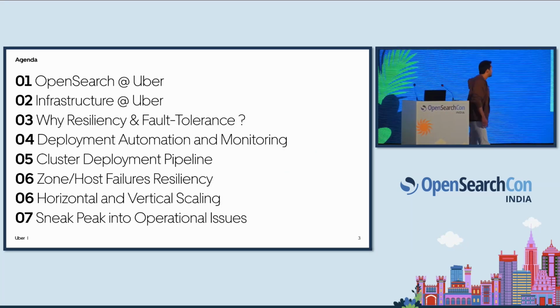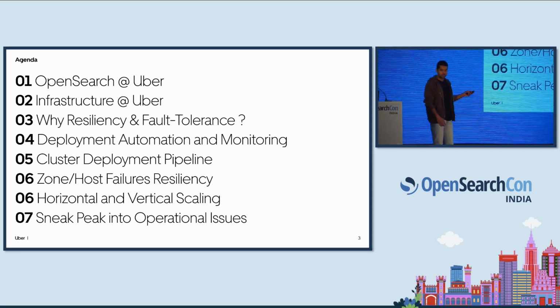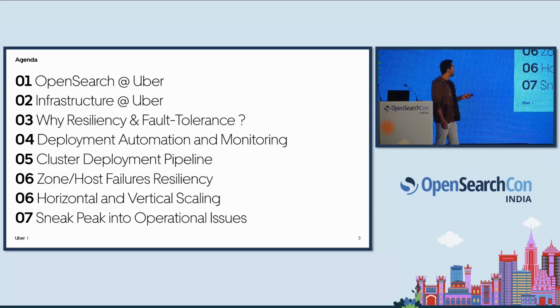So here is the agenda for today, so you know what you're getting into. We'll start by looking at how search evolved for Uber, where we were until last year, and then where we are now. What are the challenges that we have faced through our search journey? Then I'll switch gears and talk a bit about infrastructure at Uber. It'll help you understand why we need resiliency and fault tolerance. What are the different failure domains that we have to plan for, and how do we deal with them?